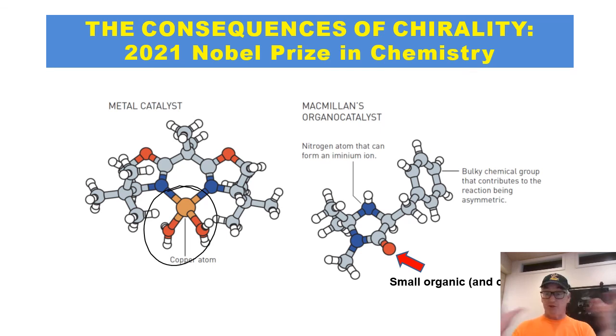People have been using much larger molecules for doing synthetic chemistry. They had the genius idea of why not just use a very, very simple molecule that you can just pull off of a shelf, and they won the Nobel Prize in chemistry for it. So it tells you a little bit about how important chirality is.